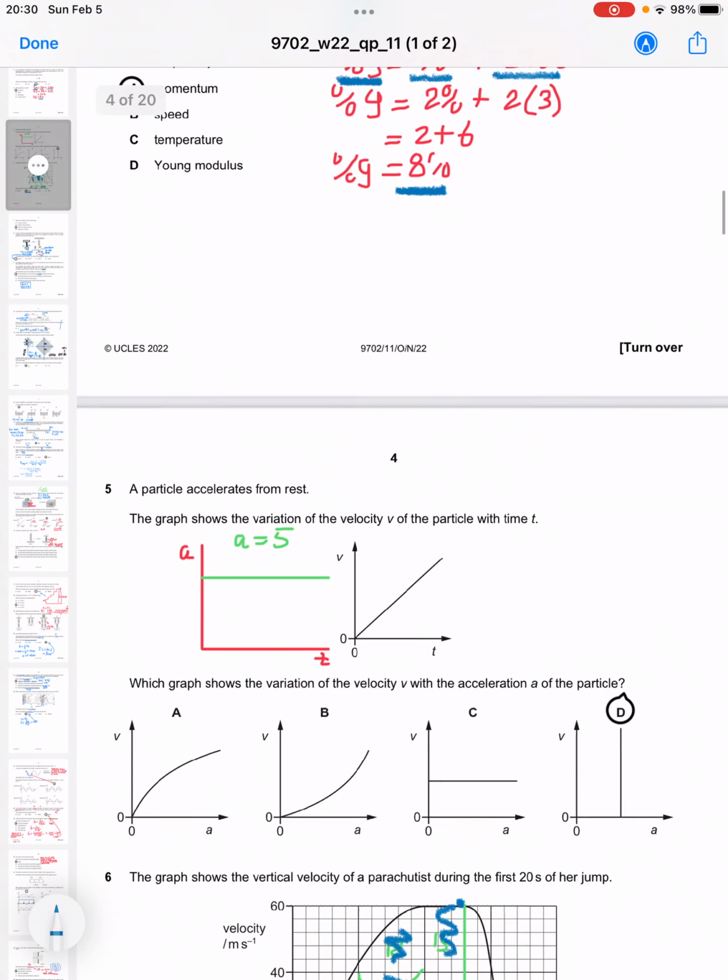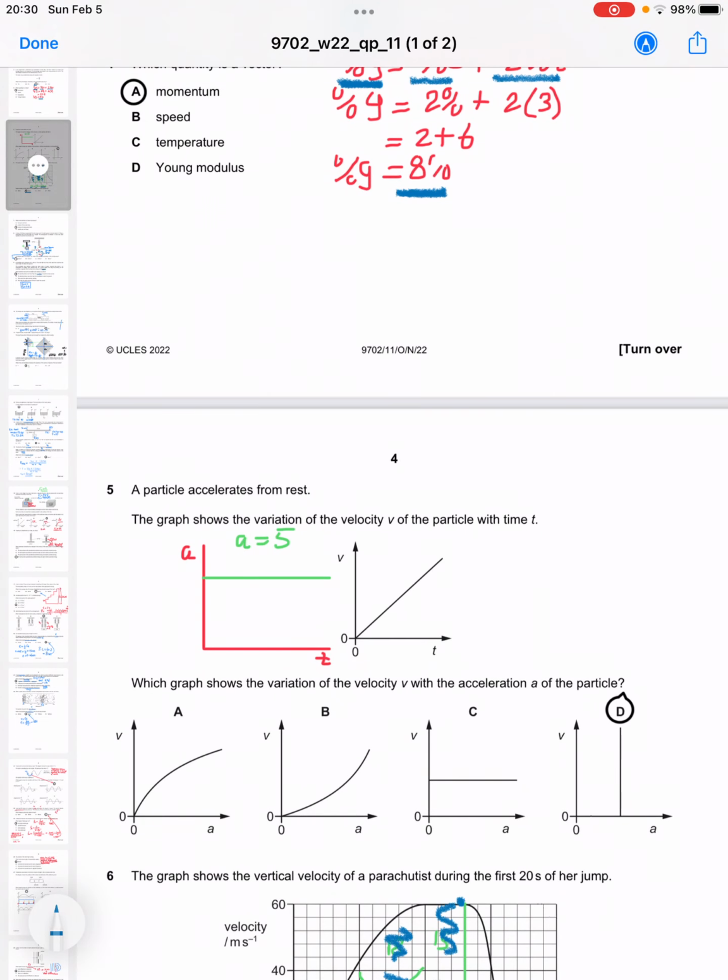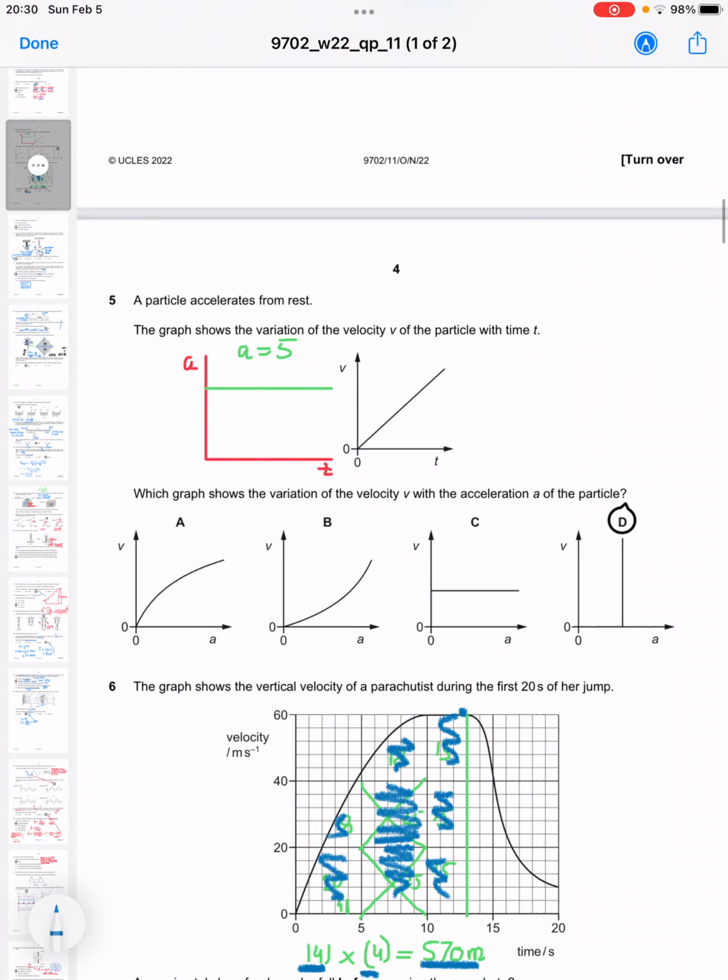Question number 5 says that a particle accelerates from rest, which shows the variation of the velocity with acceleration a of the particle. So acceleration remains constant in an equation of motion, so it would not change, it would remain uniform. There are two conditions. One of the conditions is that the particle is moving in a straight line, and the other is that the acceleration is uniform constant. So D is the appropriate answer.